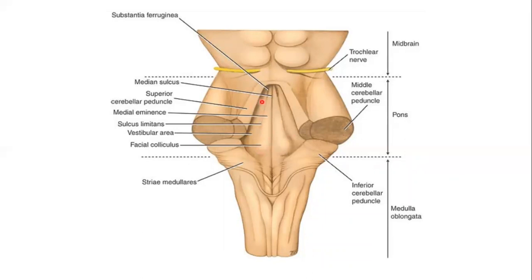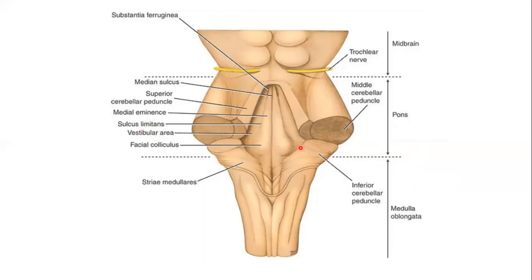Then lateral to this medial eminence is the very important sulcus limitans. Its upper part has the substantia ferruginea, which is bluish gray in color due to the nucleus locus ceruleus, which is related with the stress and panic response. It has the bluish pigment, which is melanin. Lateral to this sulcus limitans is the vestibular area, which is produced by the underlying vestibular nuclei.